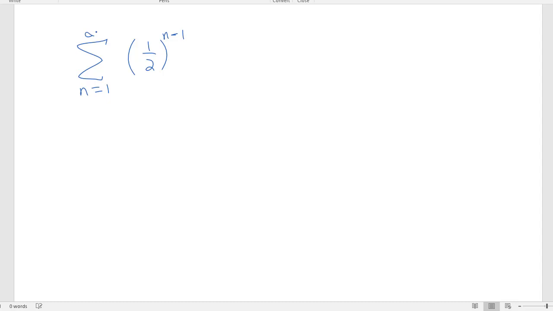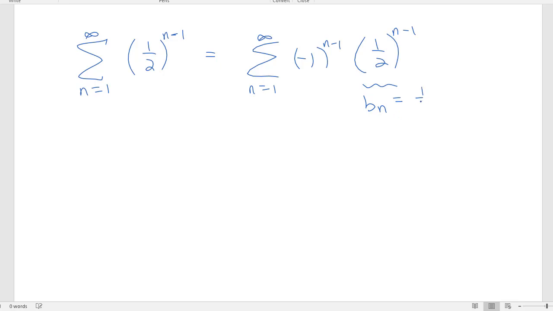Now we had rewritten this series as (-1)^(n-1) times, really, the absolute value of the terms. My b sub n, as we call it symbolically, is (1/2)^(n-1). All right, now since this is an alternating series, I can use the alternating series test.